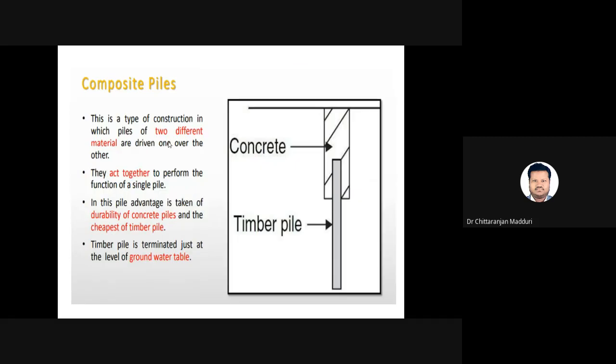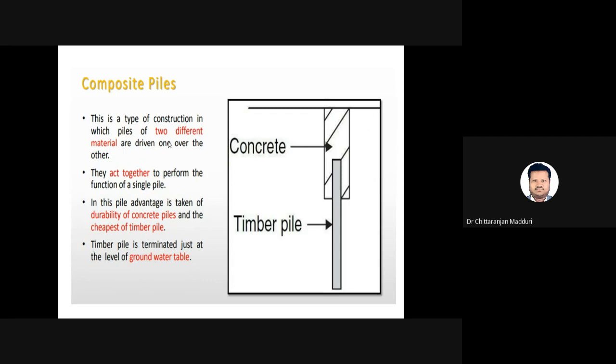Composite pile means more than one material. This type of construction, in which piles of two different materials are driven one over the other, acts together to perform the function of a single pile. In this pile, advantage is taken of the durability of concrete piles and the cheapness of timber pile.